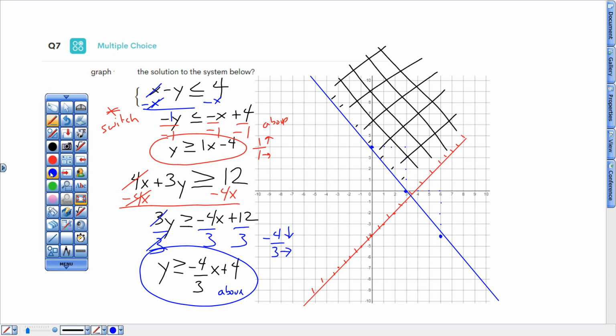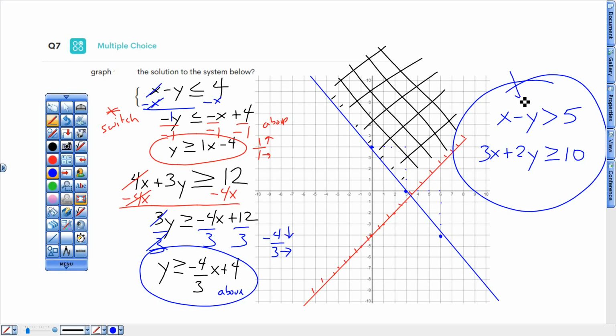All right, I'm going to have you graph this one right here. Remember, this is the switcher one. All right, here we go. Moving on. Number 8.